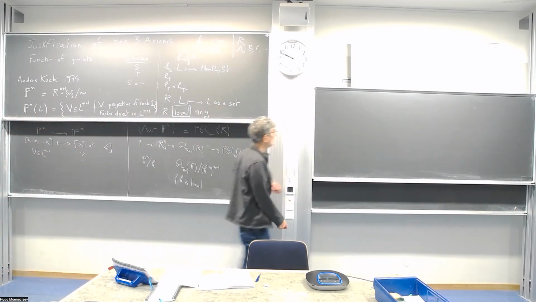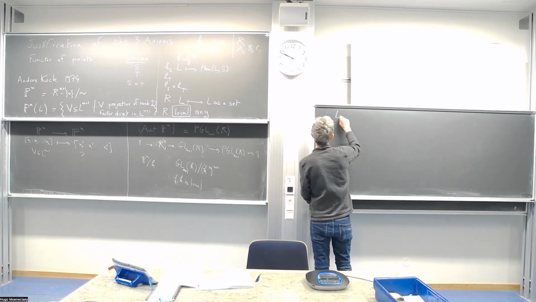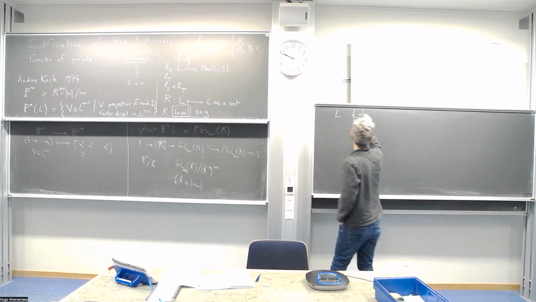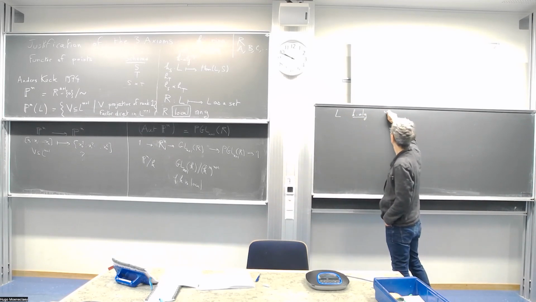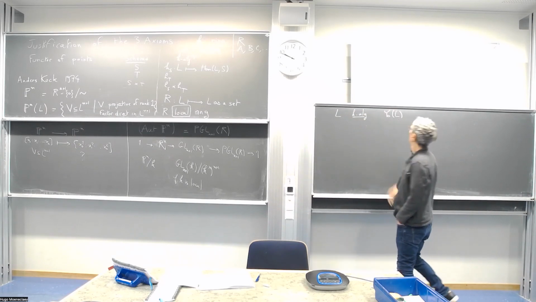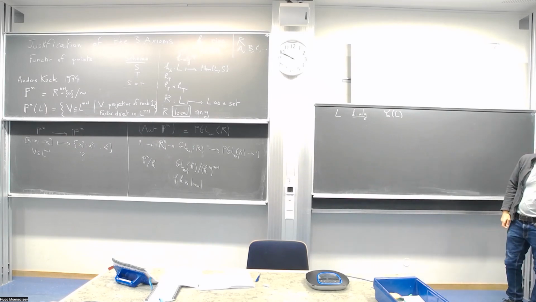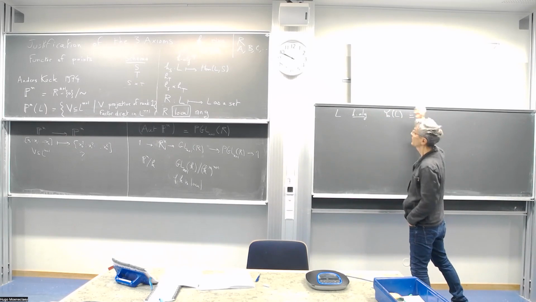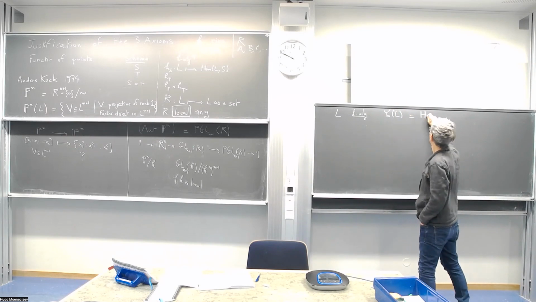Still in this setting, if L is a K-algebra, we can look at its represented functor, the spectrum of L. And since we work with the sheaf over K of L, this is on L.